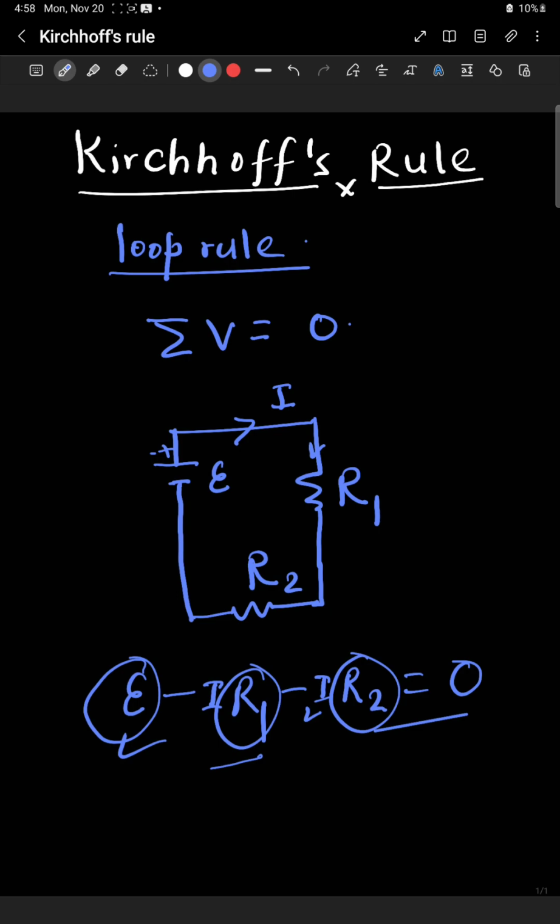If you know these two rules, it will be very helpful to determine these variables and analyze complicated electric circuits.